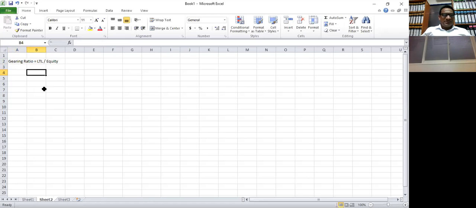Now let me take some figures. We'll say the gearing ratio we calculate like this normally: long-term liabilities divided by total long-term funds. Let me say long-term liabilities are 100 and equity also 100. So long-term liability is 100, equity also 100. Total long-term funds 200.